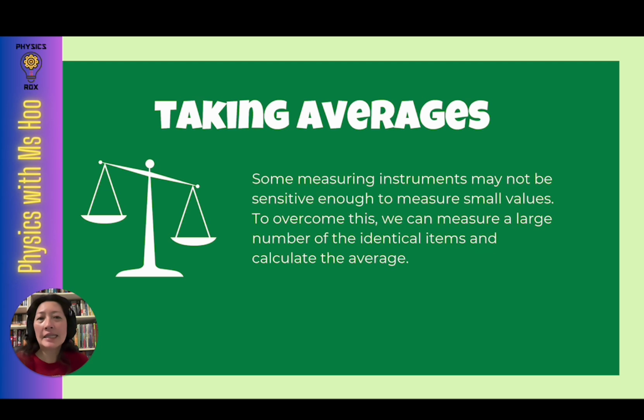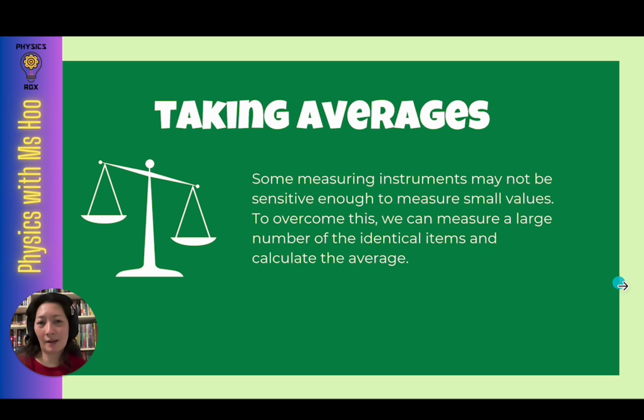Is it still possible to get the small value? Yes, we can. What we'll do is use the concept of averages. So the average in this case, from math, we're using the mean value, where we get the total divided by the number that we've taken. So if we can measure a large number of identical items and calculate the average, we will be able to get the small value for that particular measurement.